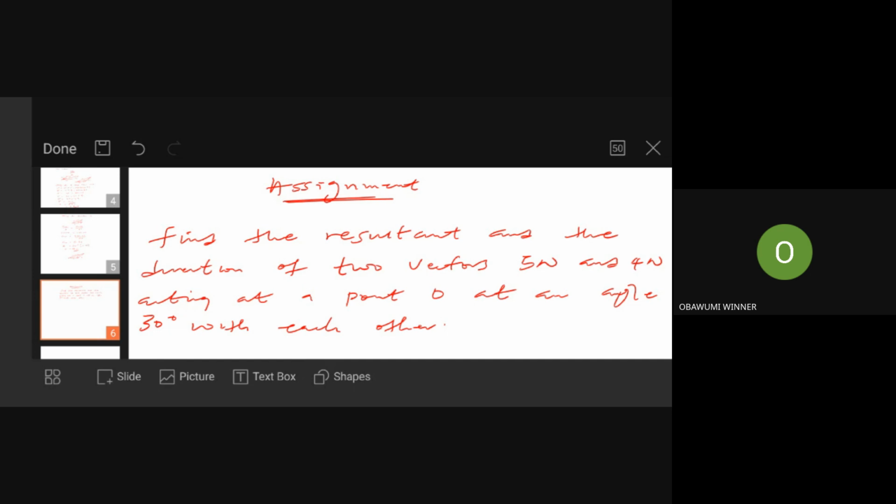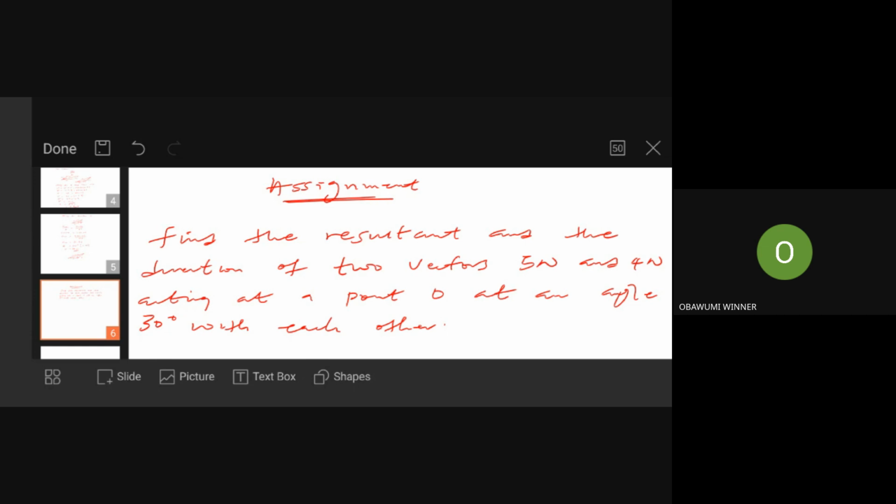Okay, let me do a recap of the things we've done today. We started by looking at what a vector is. Firstly, we talked about the two types of quantities: scalar quantities and vector quantities. Scalar quantities are quantities without direction. They only have magnitude, or numerical values. Examples are distance, time, length, temperature, speed, density, and many others.